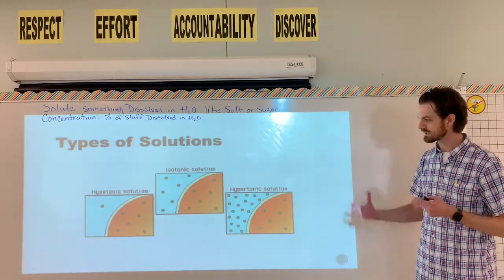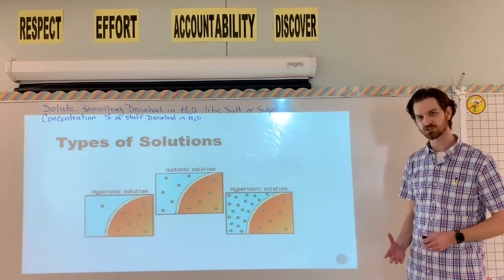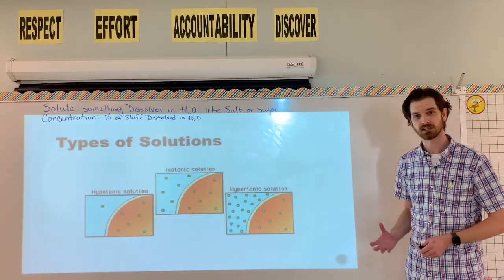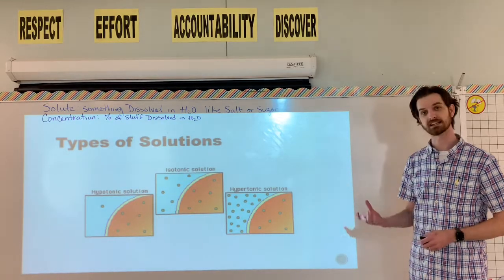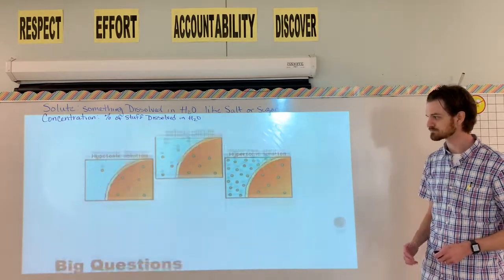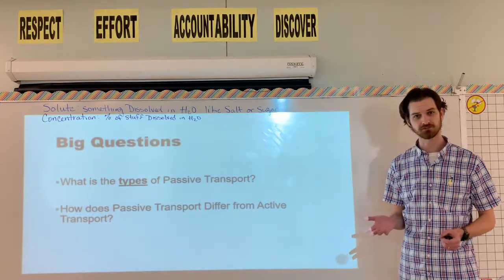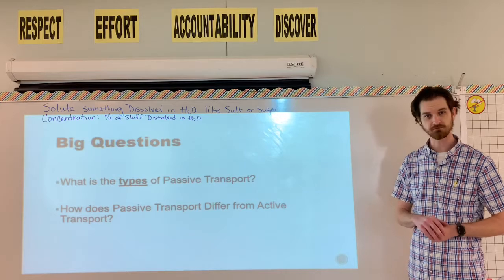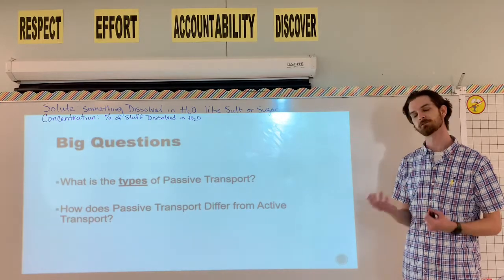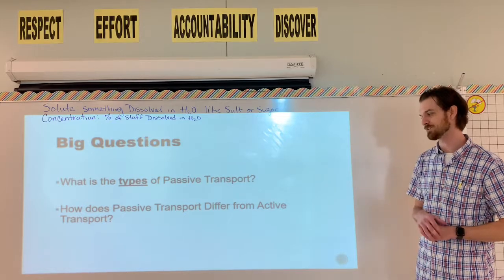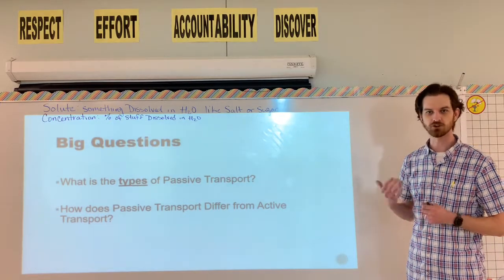So you do need that kind of awareness as we talk about these transports, because it does make a little bit more sense. And I didn't know if it was clear from the last video, so I wanted to highlight it again before we got a little deeper. So the big questions that we need to answer are, what are the types of passive transport? There's actually multiple types of passive transport, and there's only one type of active transport, so it's just active transport. And then what is the difference between those two things, active versus passive?